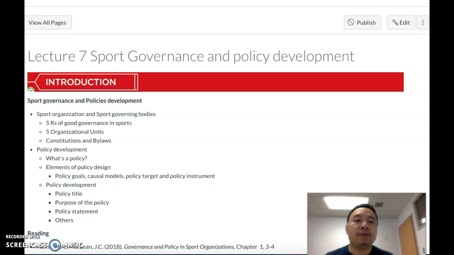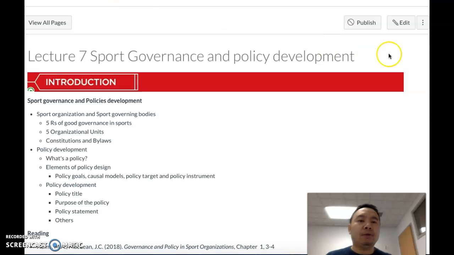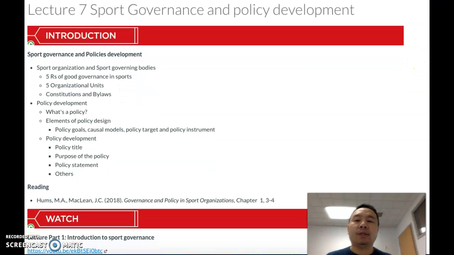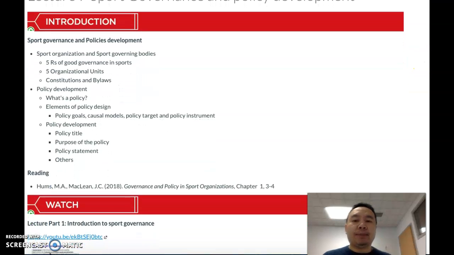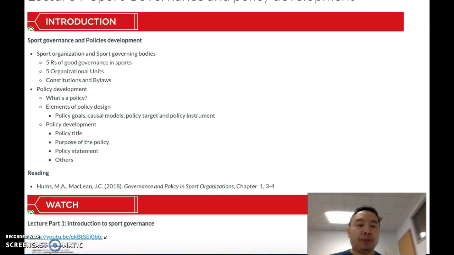For lecture 7, I'm going to give you a very brief overview of the content associated with sports governance and also policy development. From here, you can see we'll be talking about 2 topics. The first topic is about sports organizations and sports governing bodies. What is the difference between a normal organization and sports governing bodies? And we'll talk about the 5 R's of good governance in sports, 5 organizational units, and the differences between constitutions and bylaws.